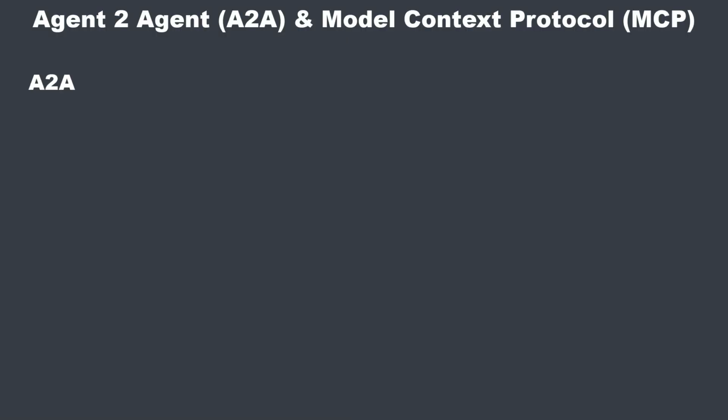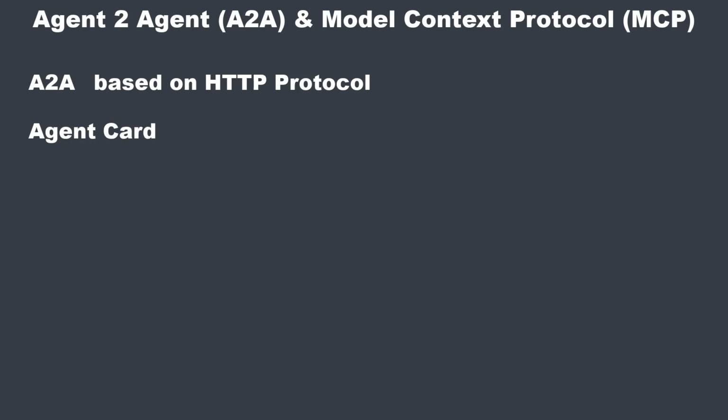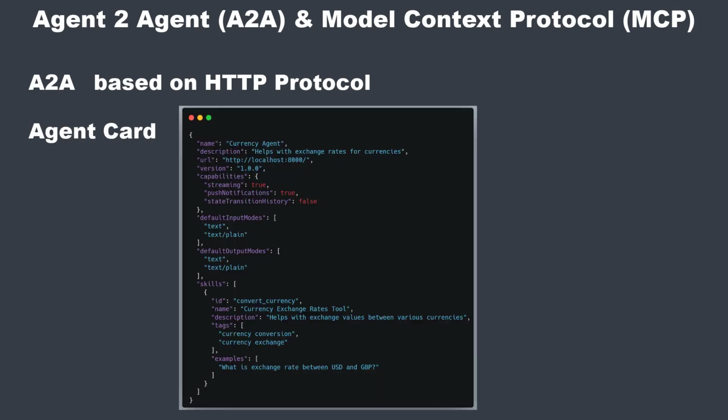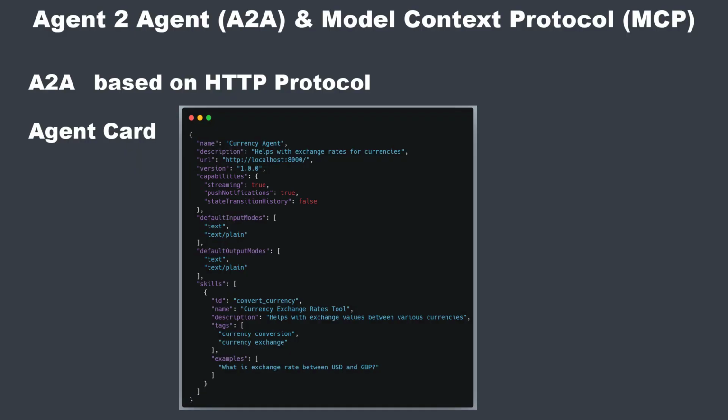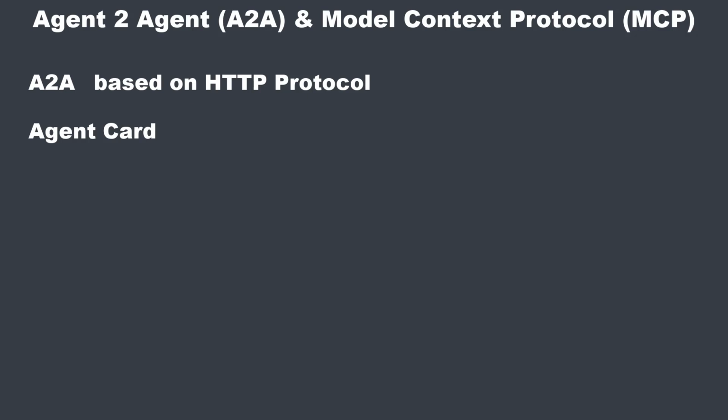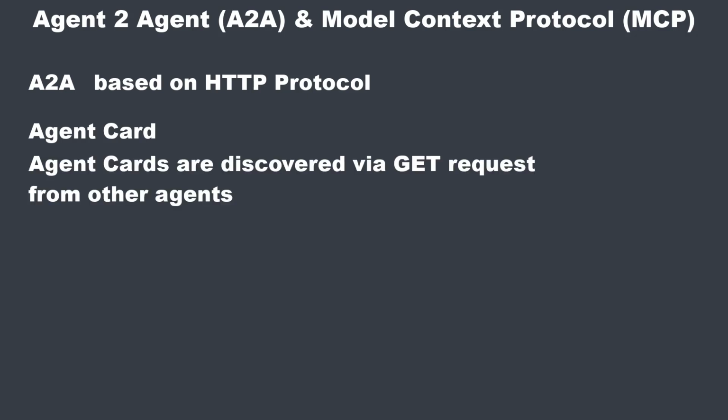Let's start by looking at A2A. A2A is based on standard HTTP and has three main components. The first one is the agent card. This is a small JSON file located at /.wellknown/agent.json. It describes your agent's capabilities, the API endpoint, and how authentication works. Other agents can use this information to automatically discover and interact with your agent.